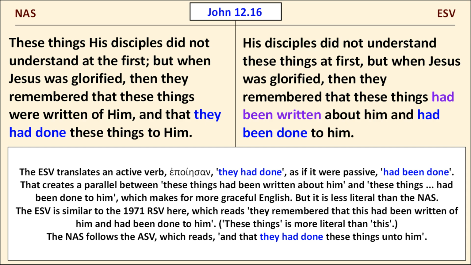Doing so creates a parallel between "these things had been written about him" and "these things had been done to him," which makes for more graceful English, but it is less literal than the NAS. The ESV is similar to the RSV here. The NAS follows the ASV, which reads, "and that they had done these things unto him."